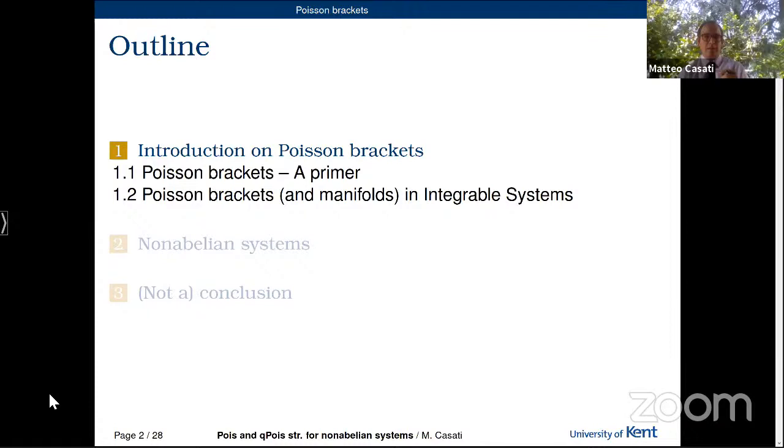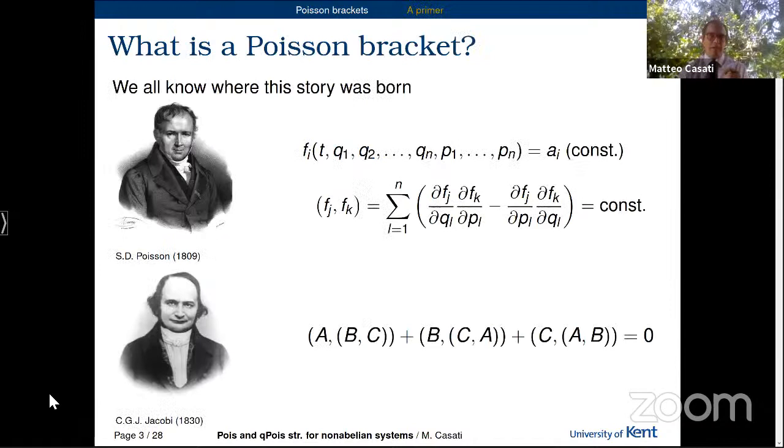To do so, I will start with something that everyone knows, which is a super short introduction on Poisson brackets, because that's the main object I'm interested in, and you'll see why, you'll see how.